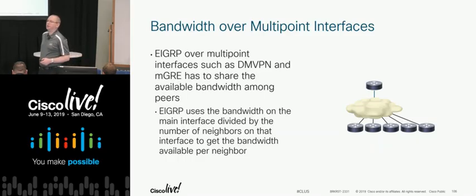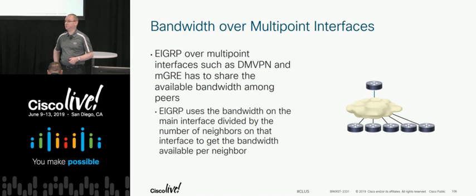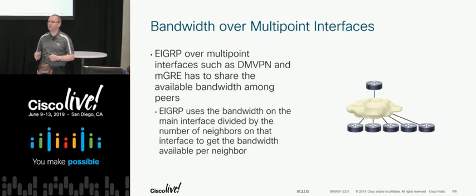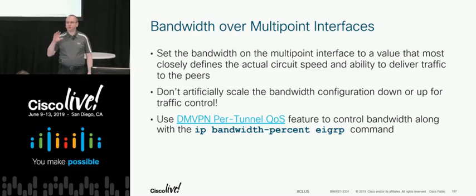With multipoint interfaces such as DMVPN, there is another set of challenges, because EIGRP is not only going to take the percentage of the bandwidth as specified in the configuration, but it also tries to pace the packets divided by the number of neighbors it sees on the interface, so that the interface is not oversubscribed. But it also means that we're slowing down the communication with each and every individual neighbor on such a network. If you need to tweak settings and QoS, again, do not do bandwidth histrionics on such an interface.